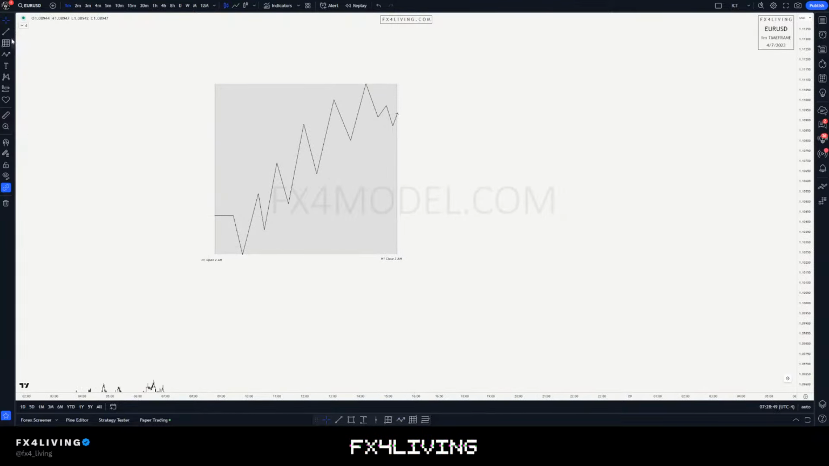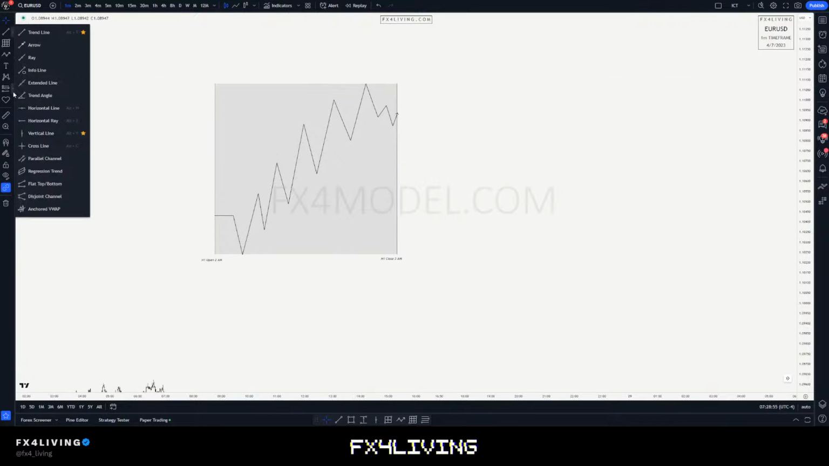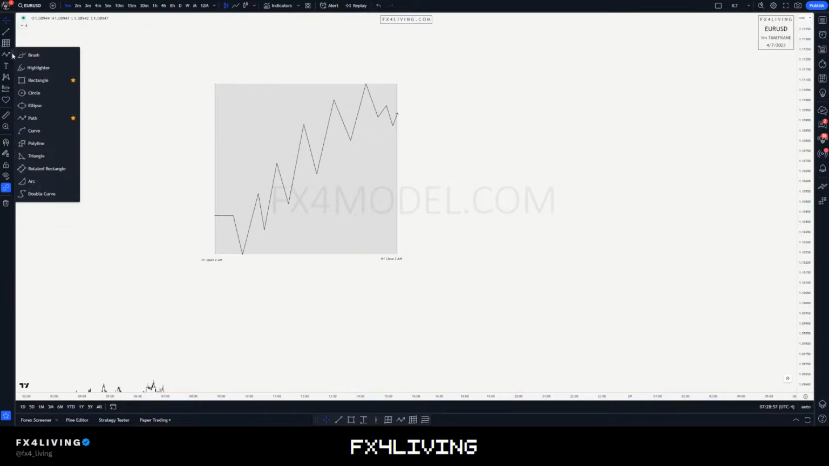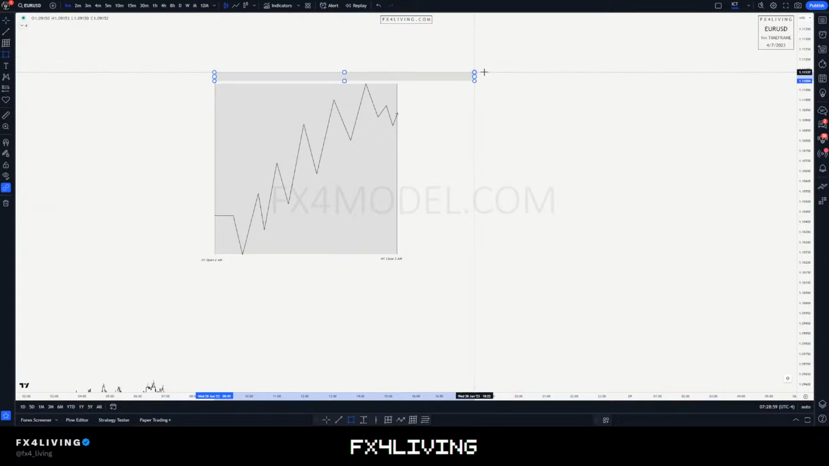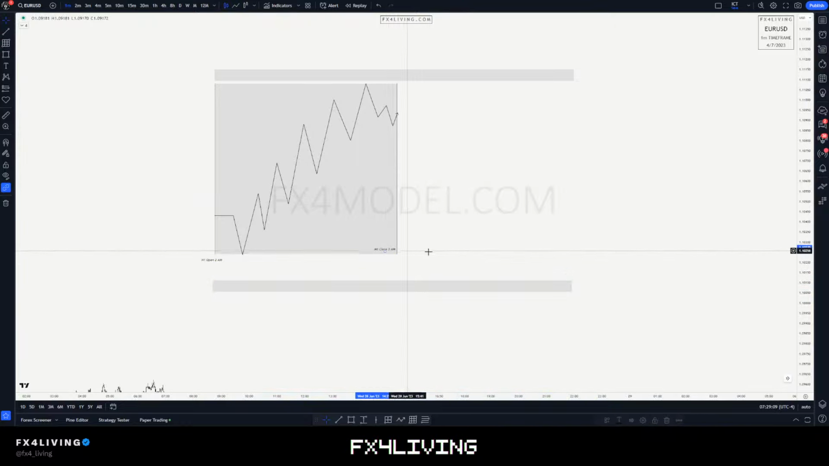Alright, so 3 a.m. open, silver bullet time, right? What do you know about that? So you can say, alright, perfect. I have external liquidity here about my H1 range, and I have external liquidity below this. Maybe I can put that here, maybe.